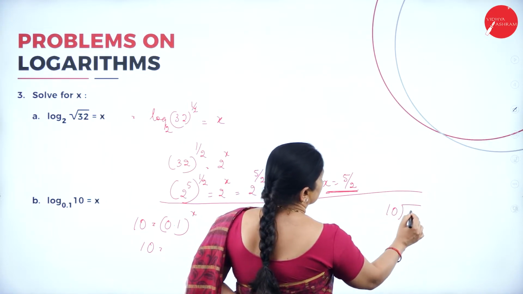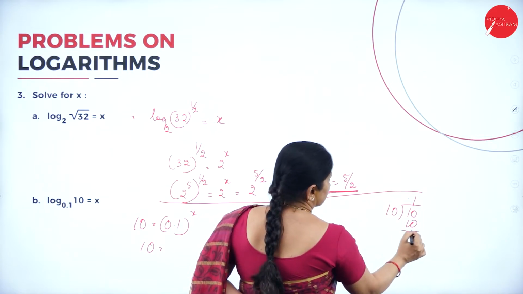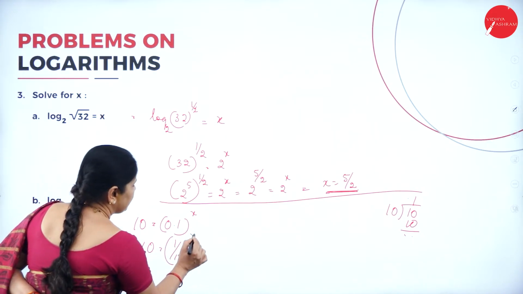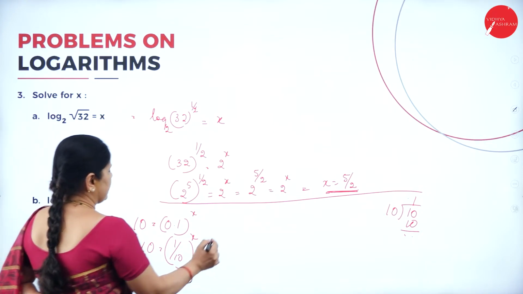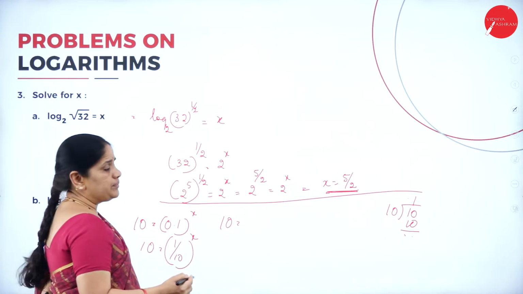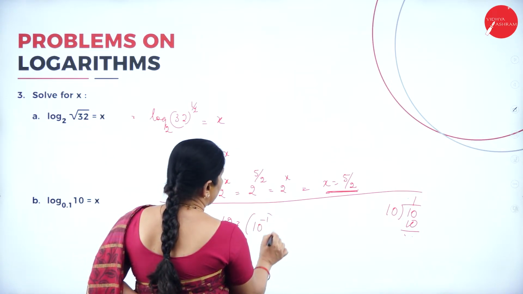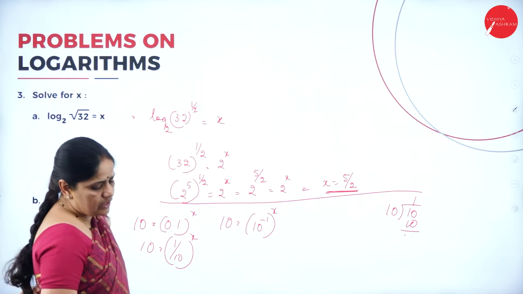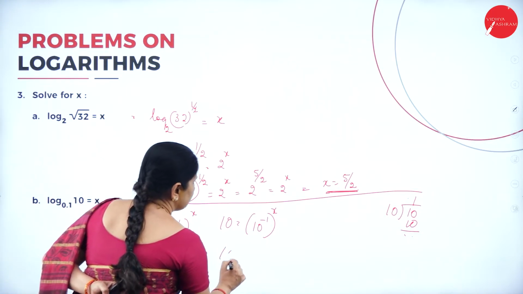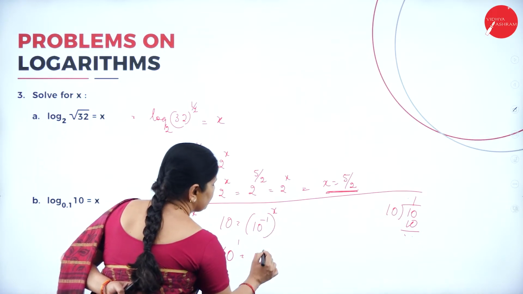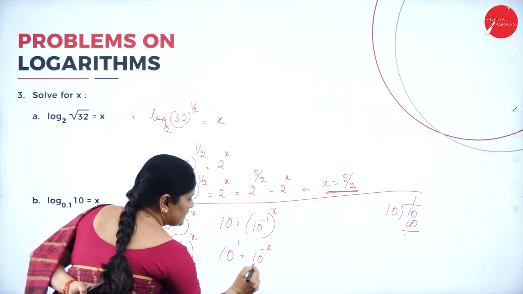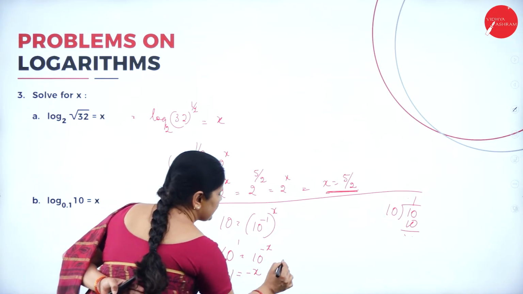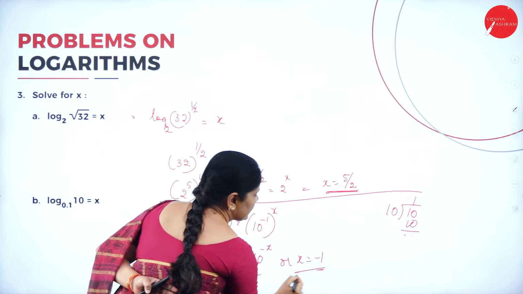So suppose I divide 1 by 10, I get 0.1. So this will be equal to 10 equals 1 by 10 whole to the power x. This can be further written as 10 equals 10 to the power of minus 1 times x. So 10 to the power 1 equals 10 to the power minus x. When the bases are same, the powers are equal. Therefore, 1 equals minus x, or x equals minus 1 is the answer.